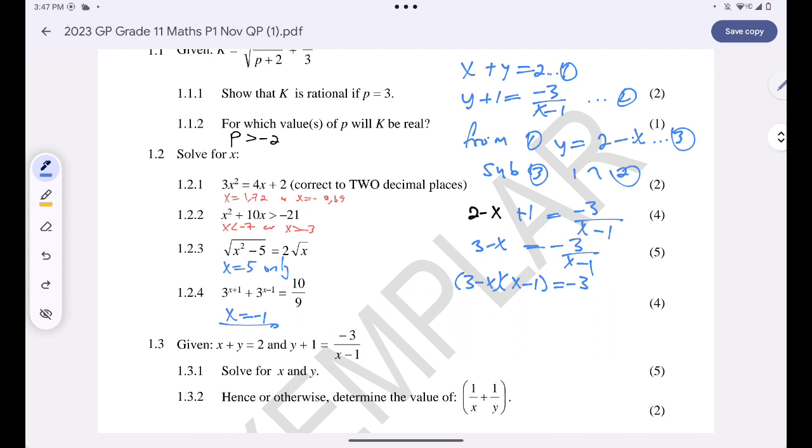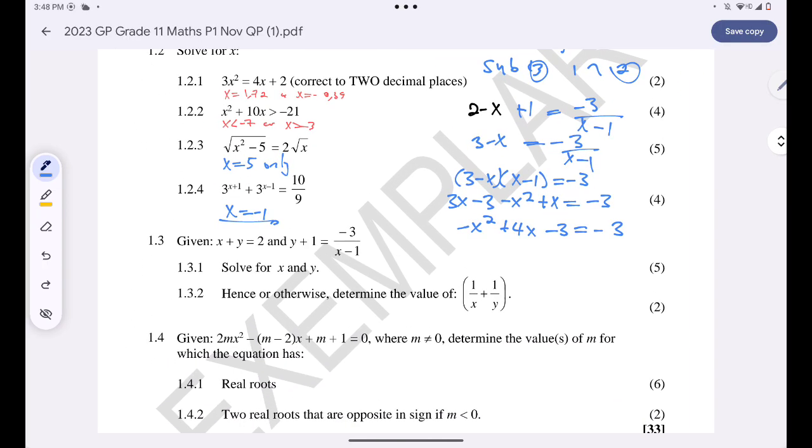So after removing the fractions, the next thing I need to do is to make sure I remove the brackets. How can I remove the bracket? I will use the FOIL method. Right? 3 multiplied by x, this will give me 3x. 3 multiplied by negative 1 is negative 3. Negative x times x is minus x squared. Negative x times a negative 1 is plus x. This would give me negative 3 on the right hand side. Okay, so I will have negative x squared plus 4x minus 3 is equal to negative 3, right?